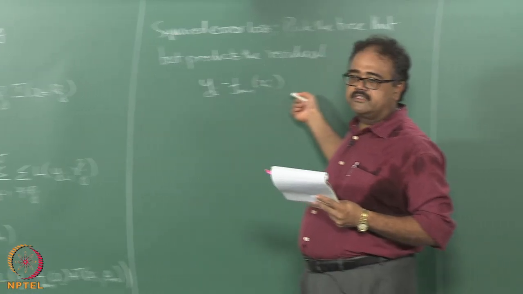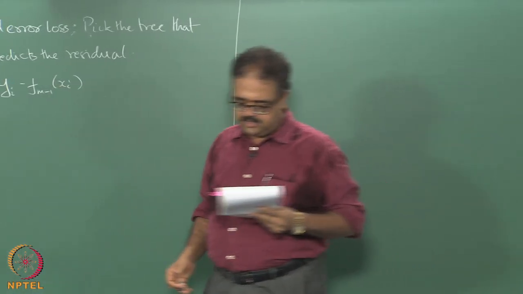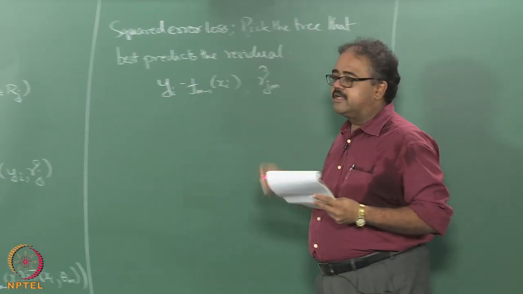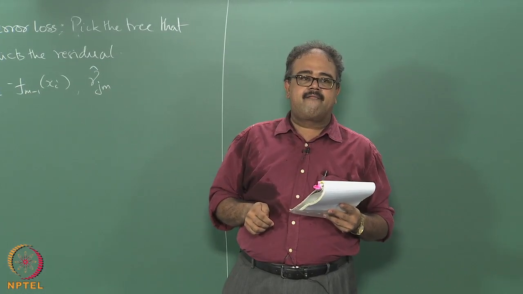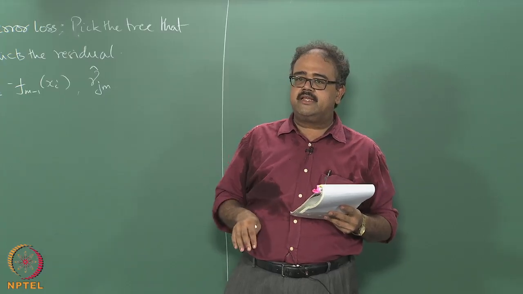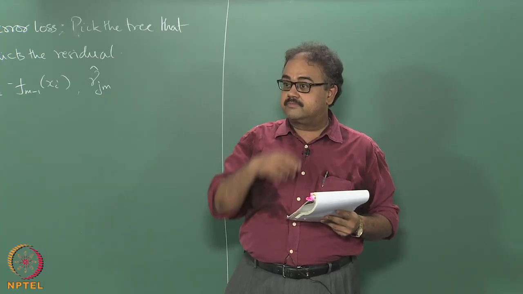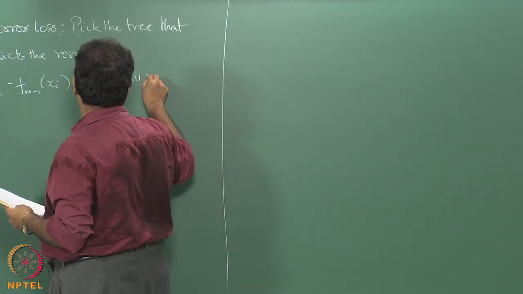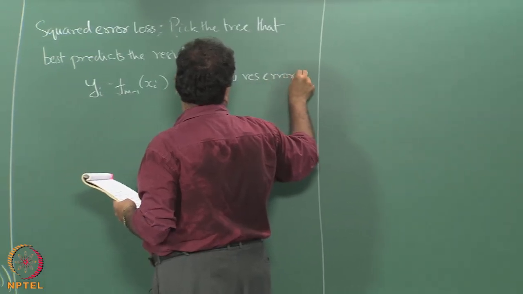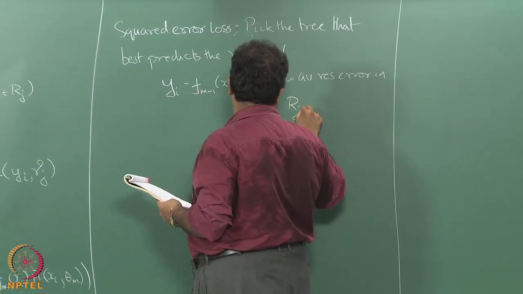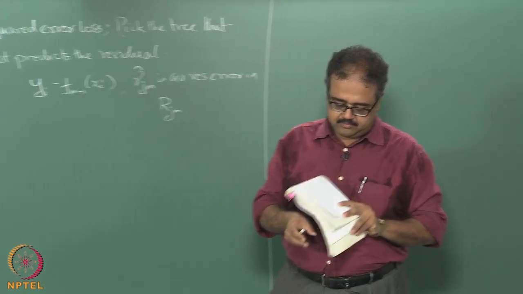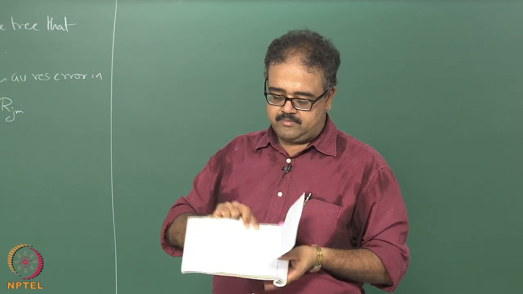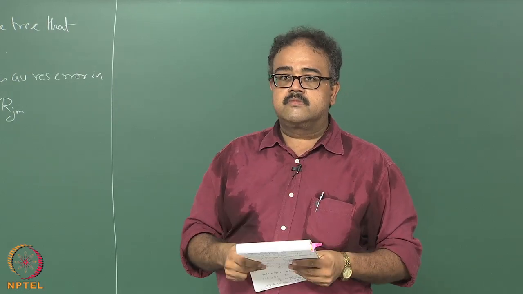So, that is essentially your target function, and the gamma hat that you will need will just be the average residual error in the jth region. Is it clear? Any questions?